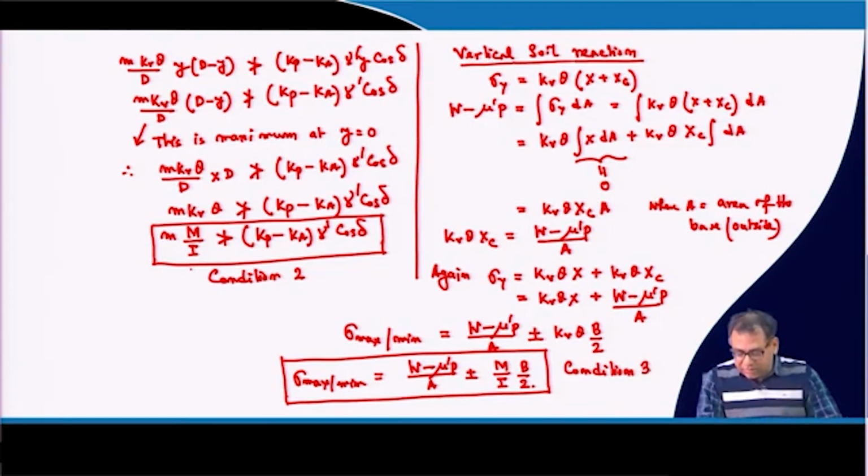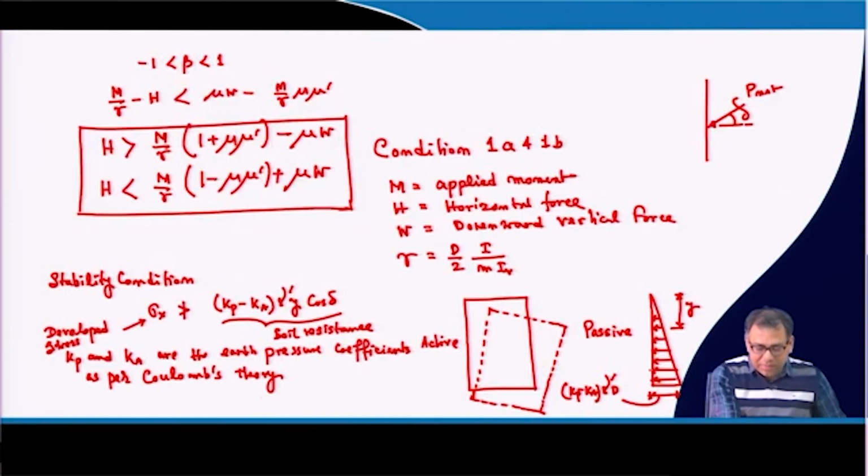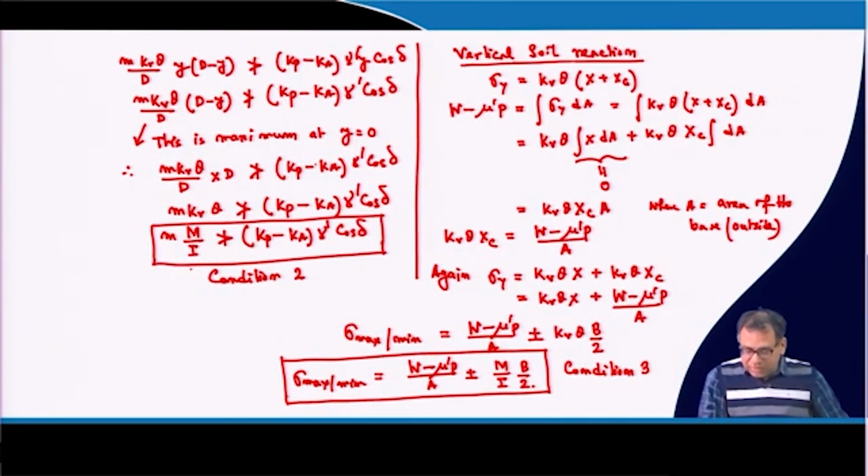There are two conditions. If I put plus, there will be one, if I put minus, there will be another, but those are the maximum and minimum stresses. So, these are the conditions. These three conditions we have to check as per the elastic theory method for the stability of the well. So, this is condition 1, this is condition 2, and this is condition 3. Okay. So, this is one method, that is the elastic theory method.